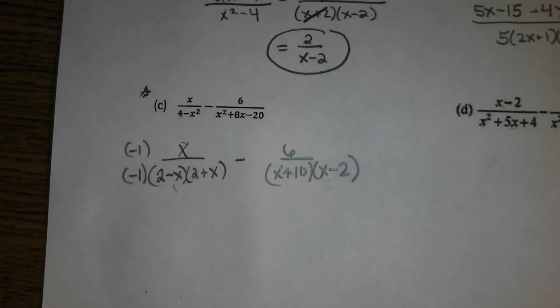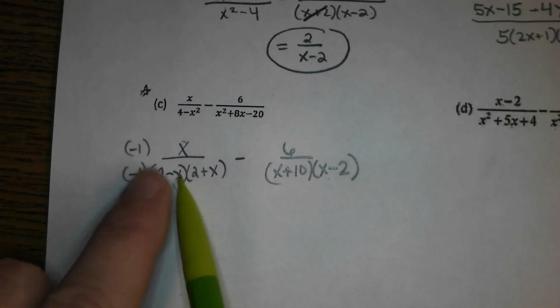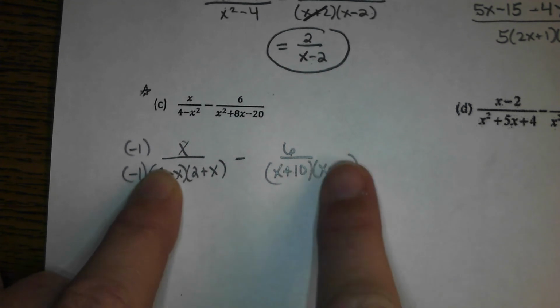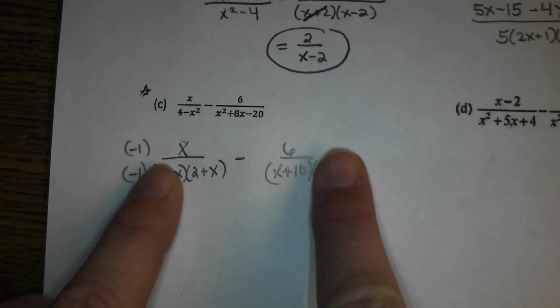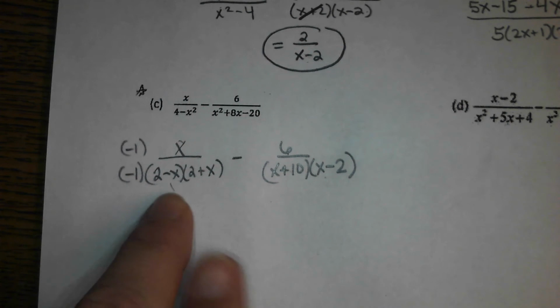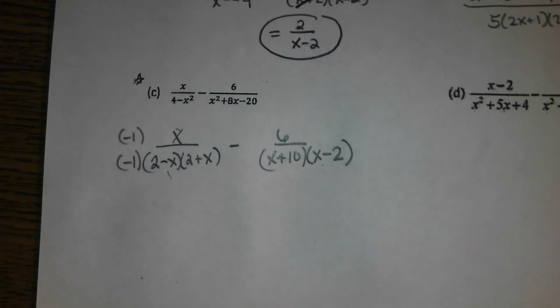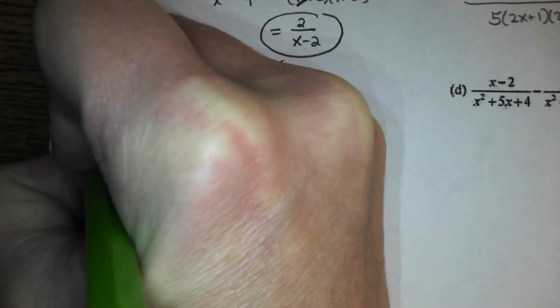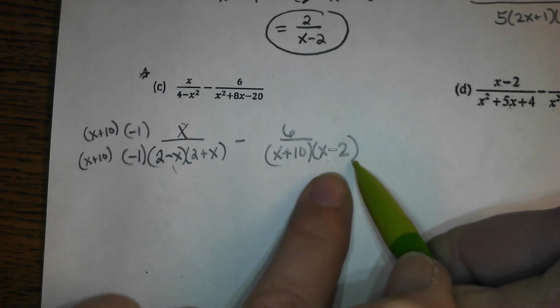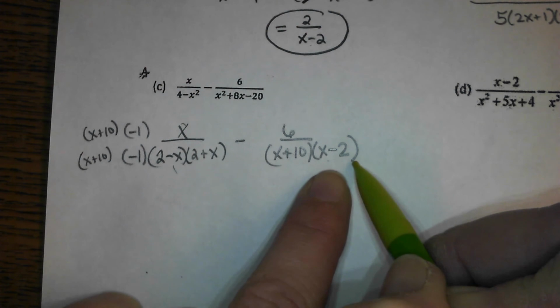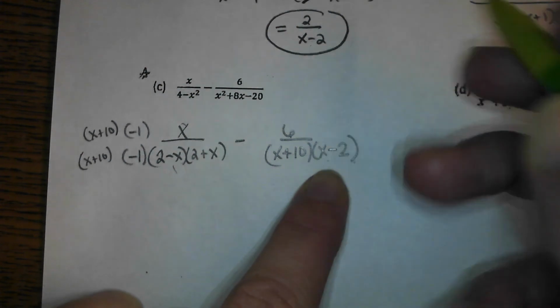Perfect. So now we can consider the negative 1 and the 2 minus x with the x minus 2 to be a wash. So what else does this side need on the left? X plus 10. And what does this side need? 2 plus x.